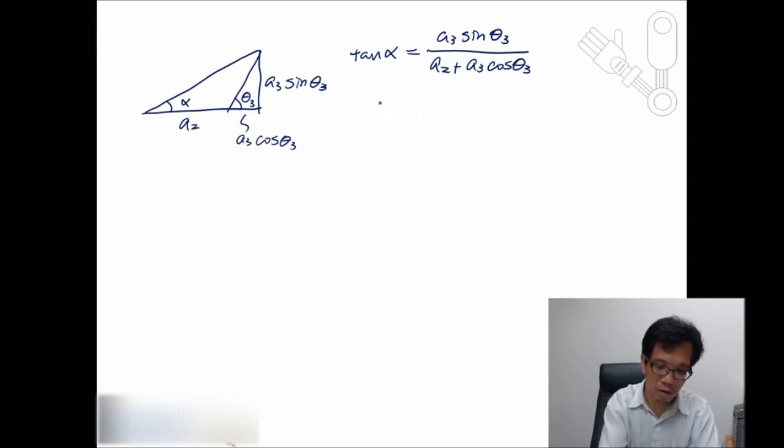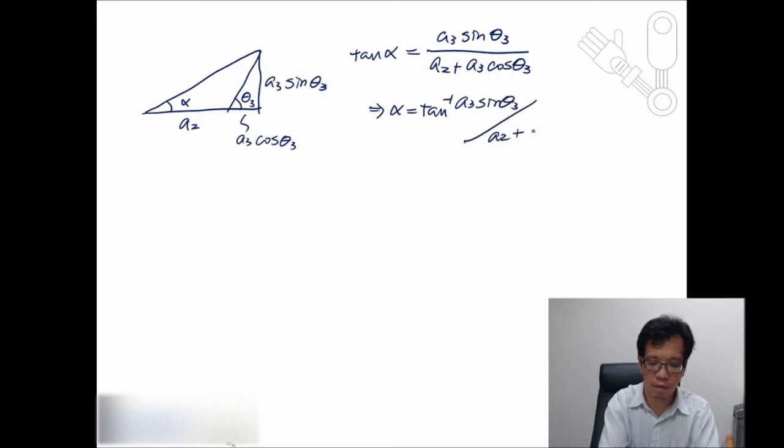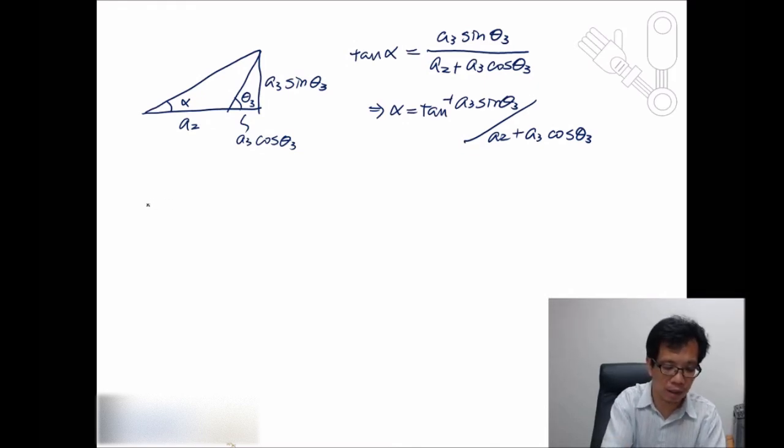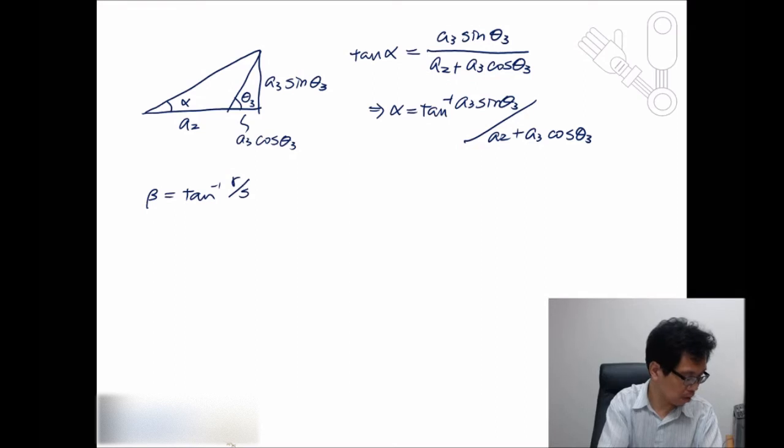So alpha is going to be arctangent of A3 sine theta 3 over A2 plus A3 cosine theta 3. Either way, you should be able to find the answer, and beta is still inverse tangent R over S.